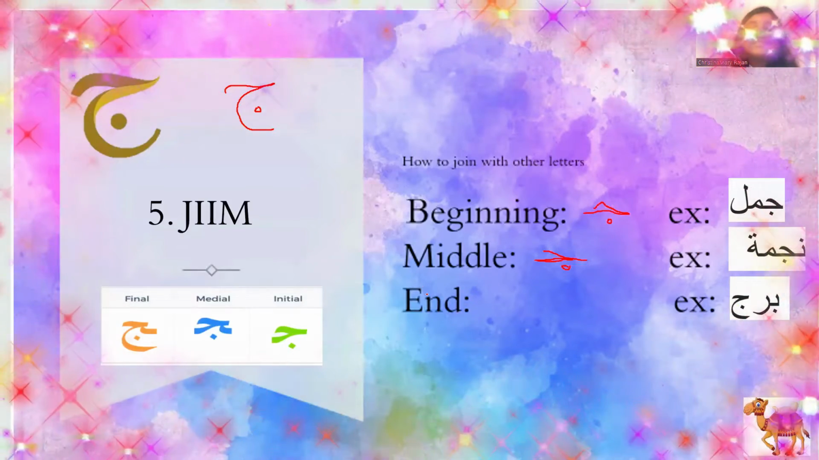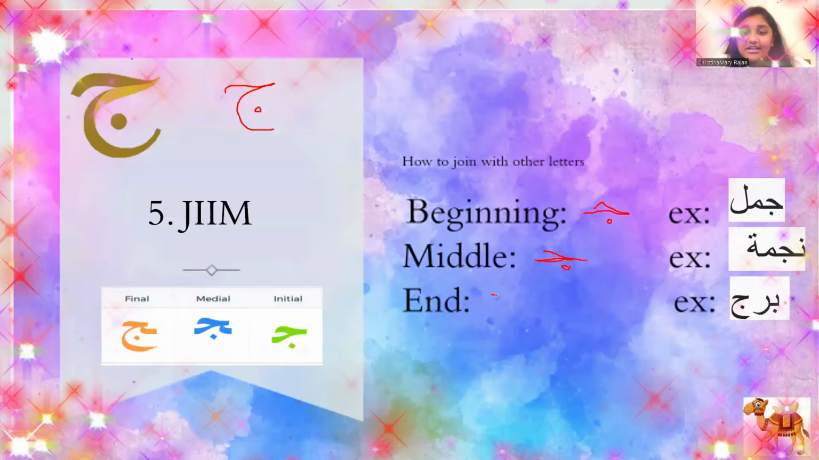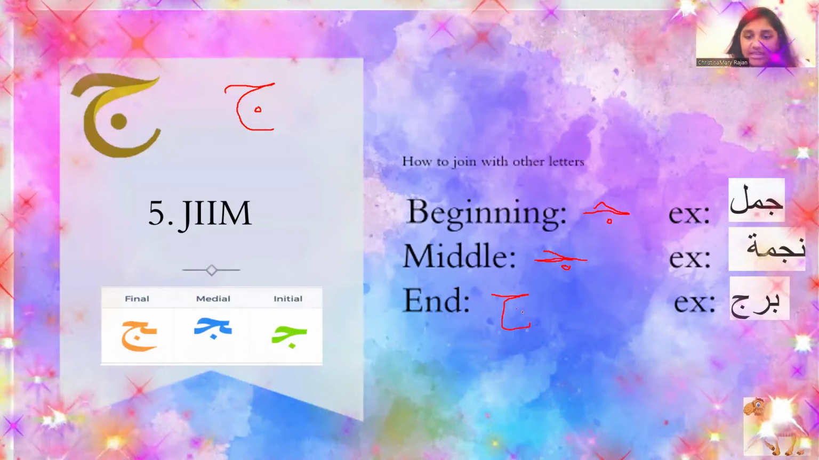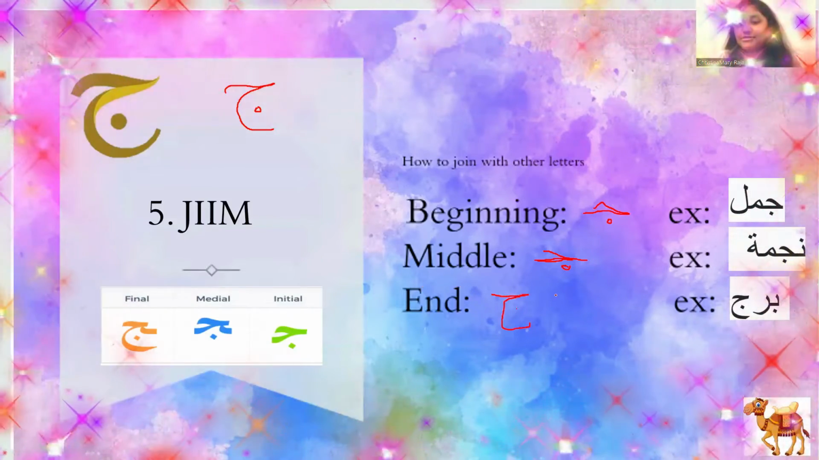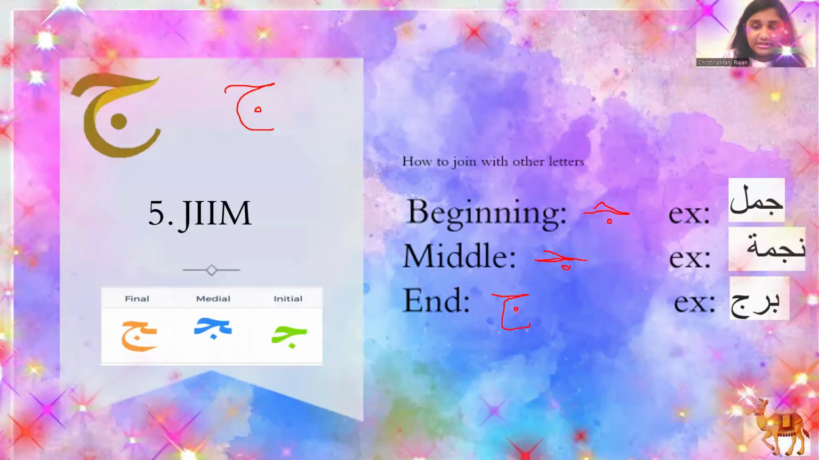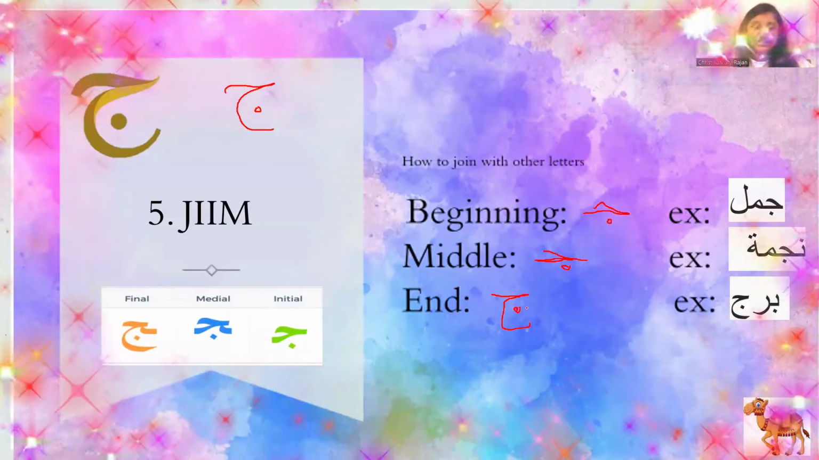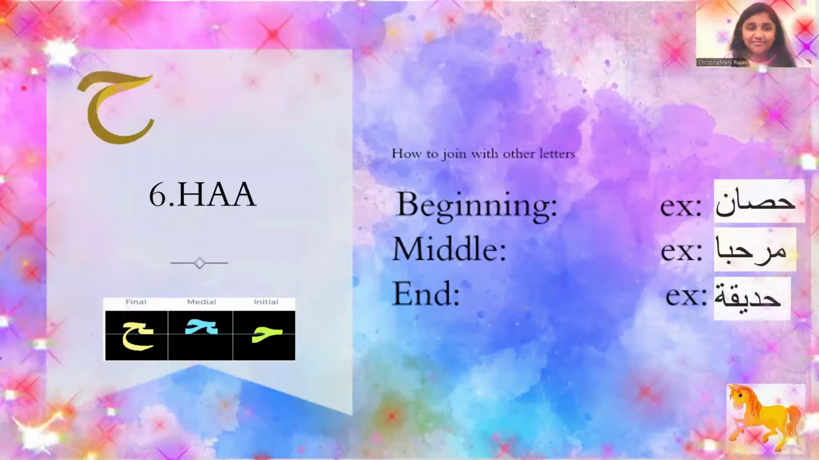Now at the end, this is the easiest because at the end, it's the same way how it is. No connections, no dots, no dashes behind it, but a dot inside. See? So this is how we learn the letter Jim. Let's go to the next.